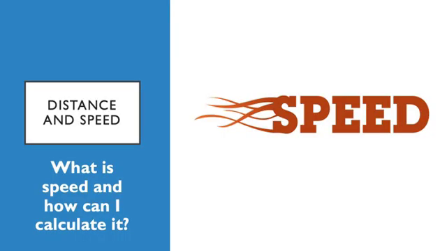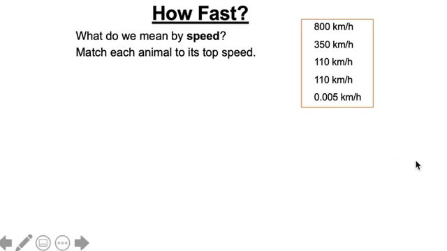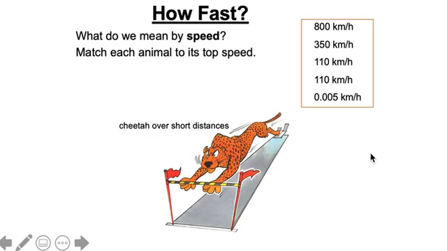Okay, so we're looking at distance and speed today, and we're going to be answering this question: what is speed and how can I calculate it? We're going to play a little game to start off with. We're going to see if we can guess how fast these different things are. So what do we mean by speed? What I want you to do is match each animal to its top speed. We've got a load of top speeds here. I want you to guess what they are.